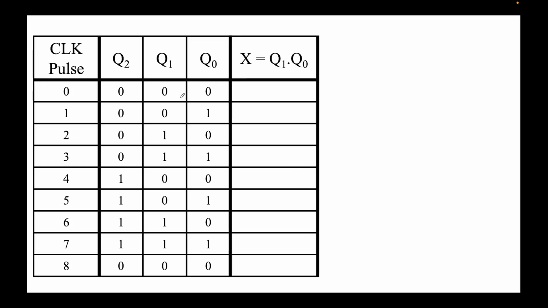So again, this is the truth table for a 3-bit binary up counter, and this is the output function for which we are required to plot the waveform. I'll again quickly do this. 0 times 0 is 0, 0 times 1 is 0, 1 times 0 is 0, 1 times 1 is 1, 0 times 0 is 0, 0 times 1 is 0, 1 times 0 is 0, 1 times 1 is 1, and 0 times 0 is 0. Note that again after the 7th clock pulse we are repeating ourselves.